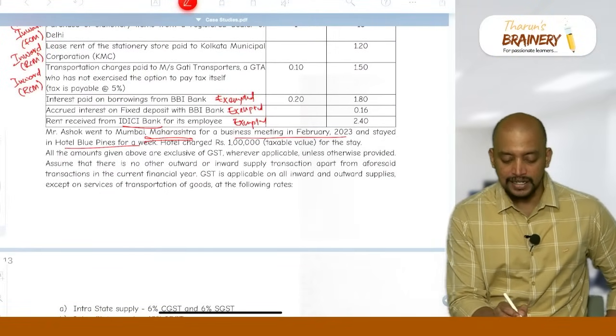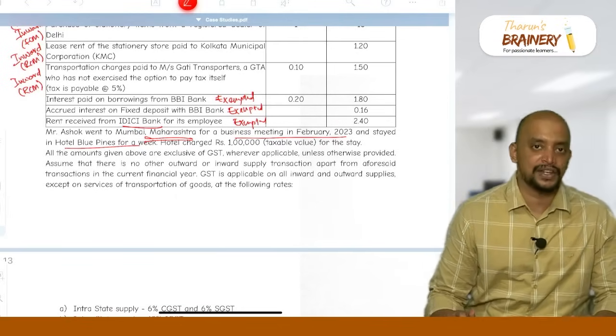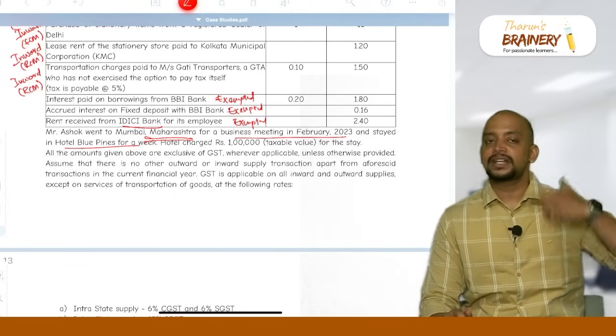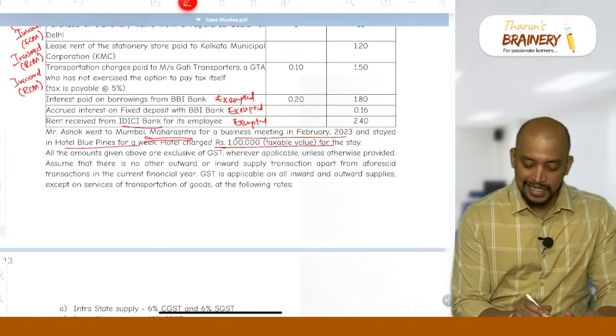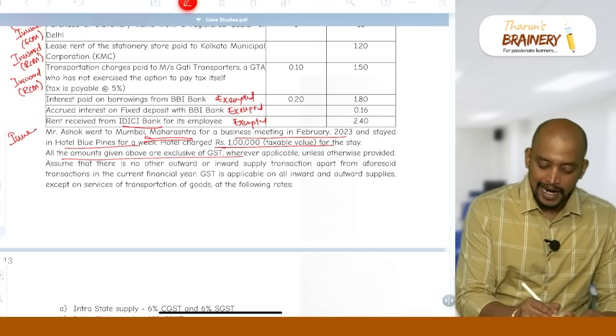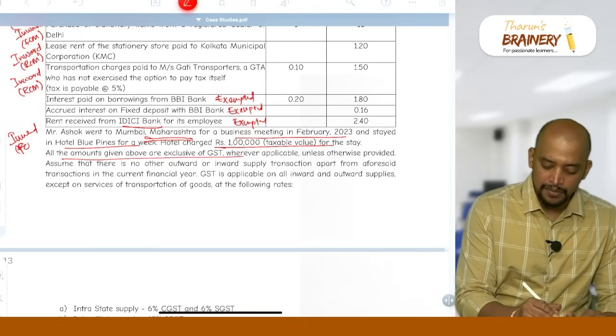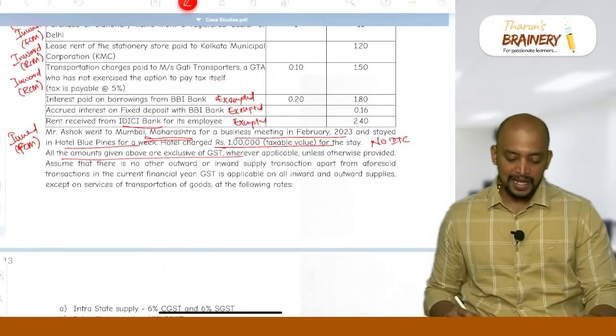So, in Maharashtra, he cannot take ITC. Why he cannot take ITC? Same, already we have seen in the previous case scenario. CGST, SGST paid in the other state cannot be taken as ITC. Hotel charged 1 lakh for the stay. All amounts given are exclusive of GST. This is an inward, and this will come under FCM, but they cannot take ITC. No ITC with respect to this.